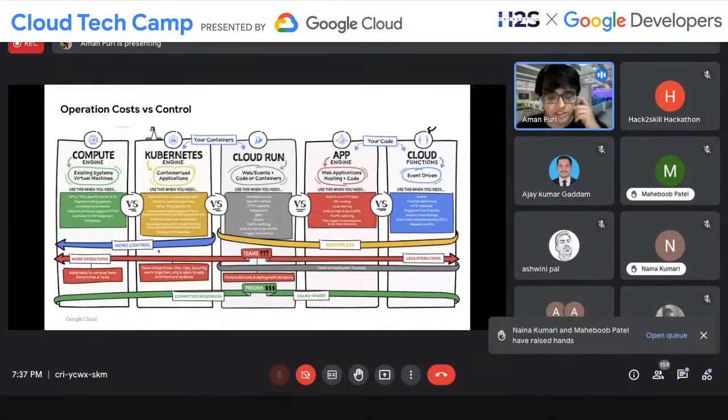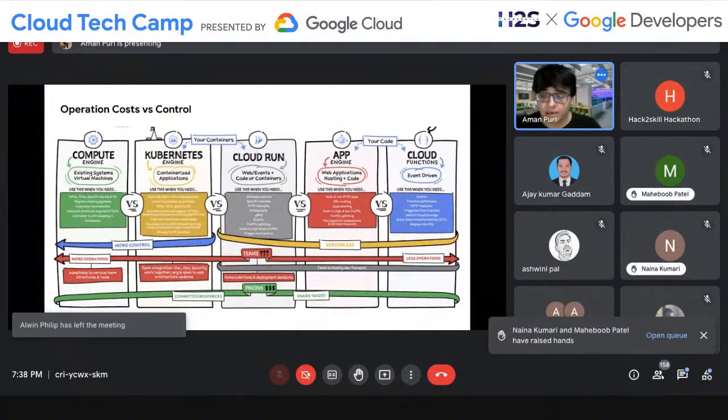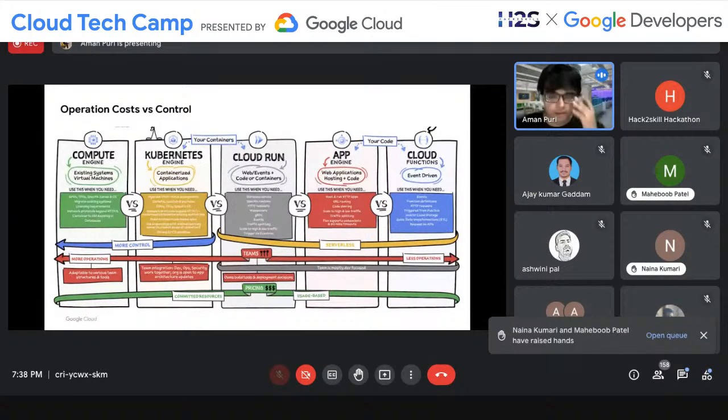So more usage comes with more cost, but that's generally a trade-off. You get more control and you can do more operations in this. When you go to services like Cloud Run, App Engine, and Cloud Functions, the control becomes much lesser. It turns into more of a serverless architecture where you don't need to worry about how the configuration of these servers comes. You need to worry about fewer operations, and the usage will be almost the same throughout, but it depends upon what your use case is.